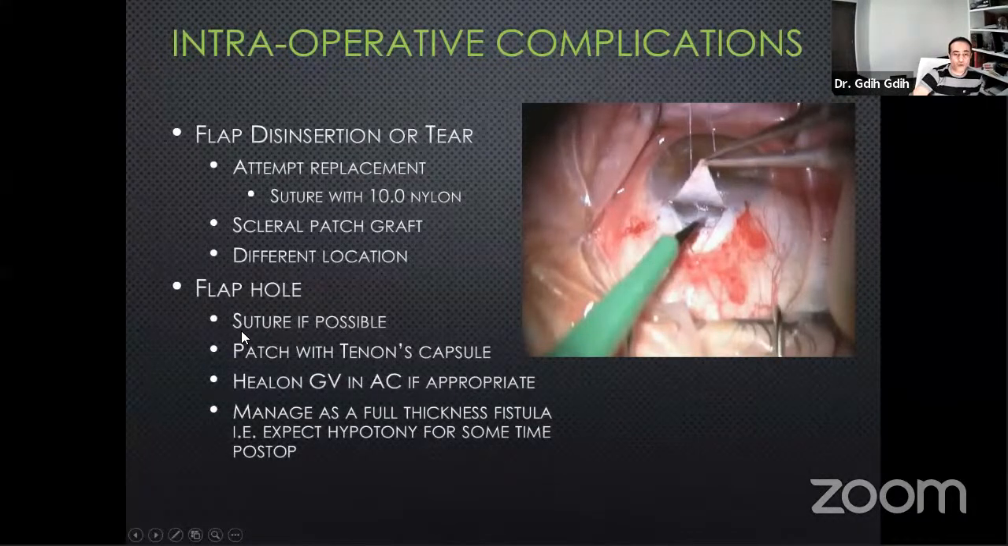If you get a flap hole, suture if possible, patch with Tenon's capsule or Healon GV in AC if appropriate. Manage as a full thickness fistula. Expect hypotony for some time post-op if that happens.